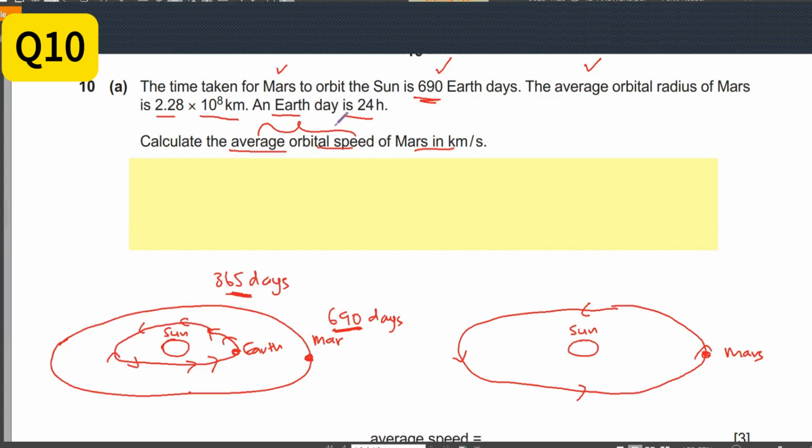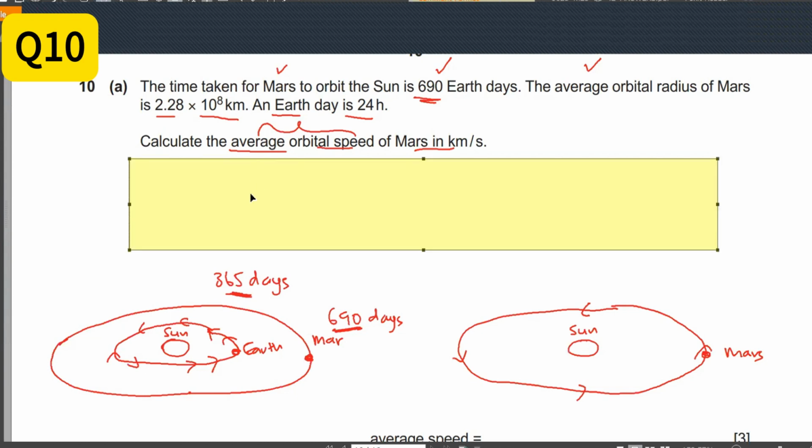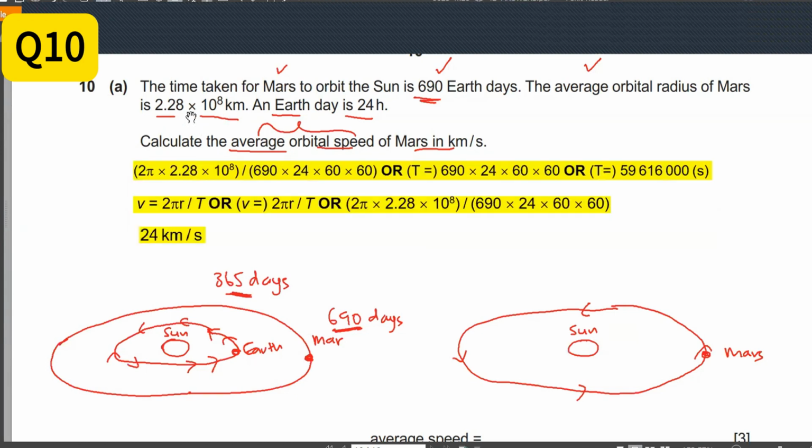Speed. Now the formula is very simple. Essentially, speed equals distance divided by time. Straightforward. What we want to calculate is the speed. What kind of distance is it moving? The distance is the circular orbit around the Sun. So this is the distance. In one round, it moves a full circle.